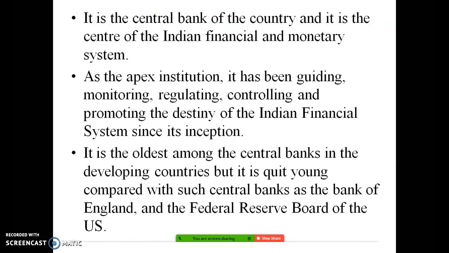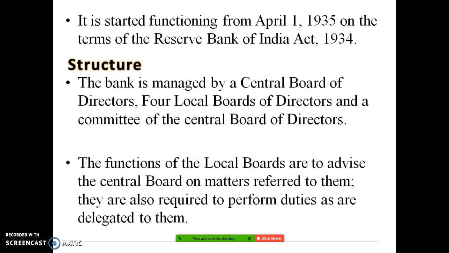It is the central bank of the country and it is the center of the Indian financial as well as monetary system. As the apex institution, it has been guiding, monitoring, regulating, controlling and promoting the destiny of the Indian financial system since its inception. It is the oldest among the central banks in the developing countries, but it is quite young compared with the central banks like the Bank of England and the Federal Reserve Board of the US. Simply we call it the Fed of the US. It started functioning from 1st April 1935 under the terms of the Reserve Bank of India Act 1934.